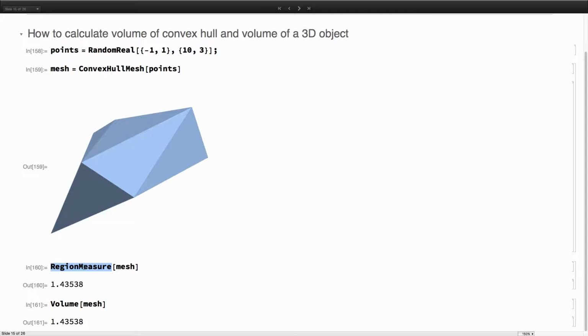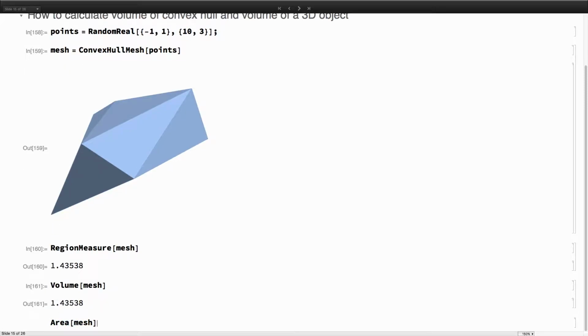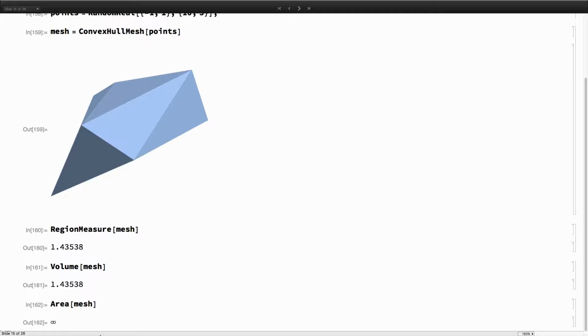The good thing about RegionMeasure is that by default, it checks the dimension of the region and uses that as the deciding factor for whether it's area or volume. But if you're just using Volume, it always finds volume. What it means is, for area, if you do this, then it's infinite because this is a solid object. So that's kind of different.